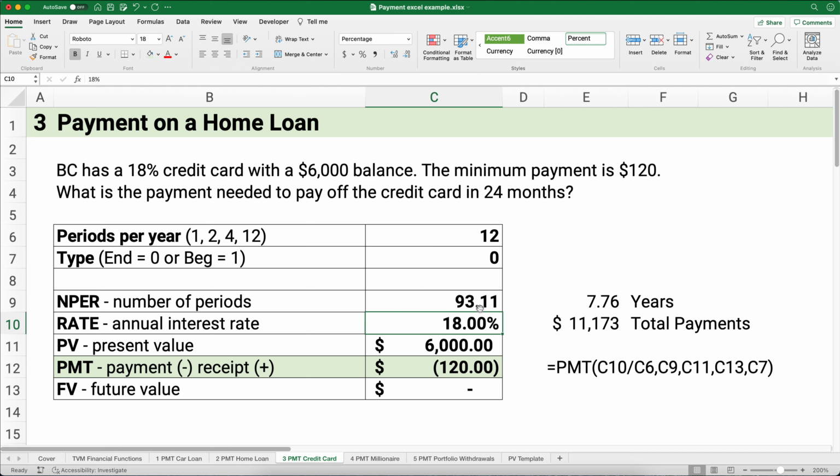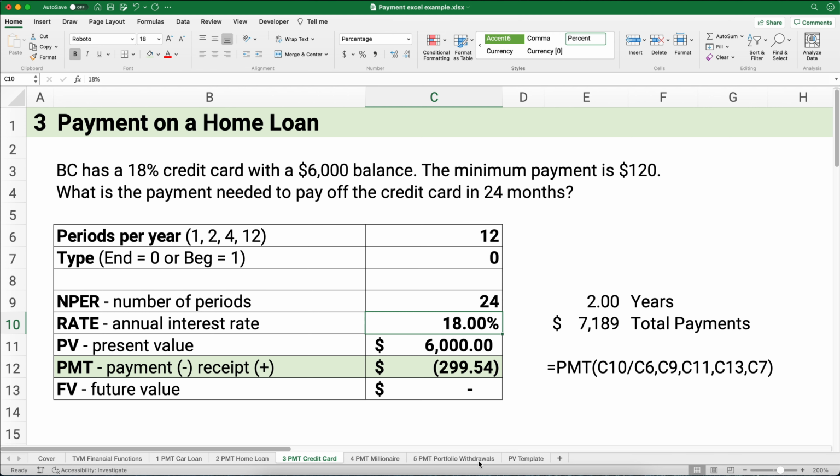$11,173. So having the goal of trying to pay it off quicker than the 93 months, 36 months would be 3 years, right? $216, almost $217. 24 months, you would have to pay $300 per month. So paying off that credit card is very expensive. The shorter the time, the more dollars it's going to take to make that payment, but it's going to reduce your total payments.